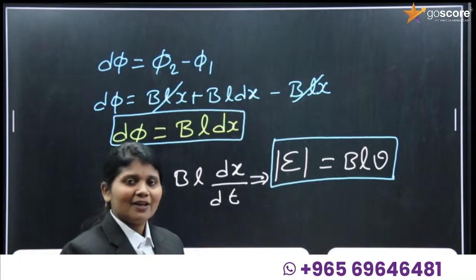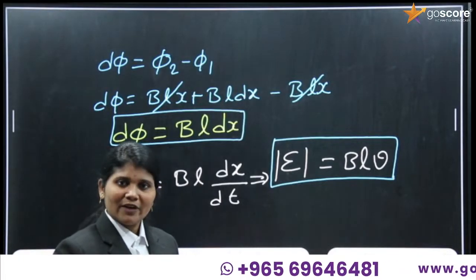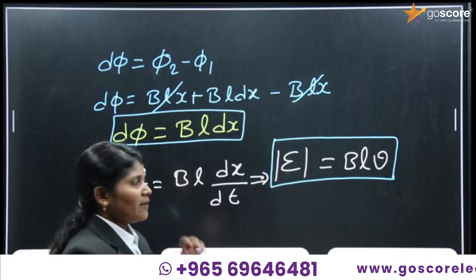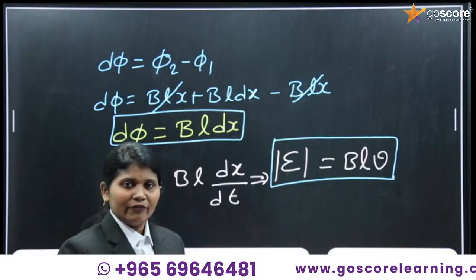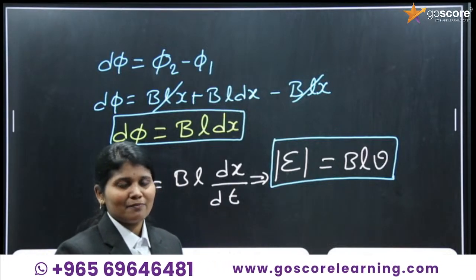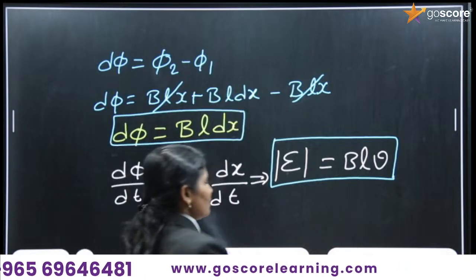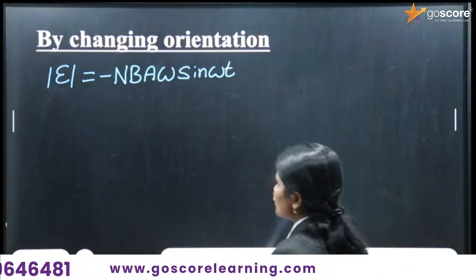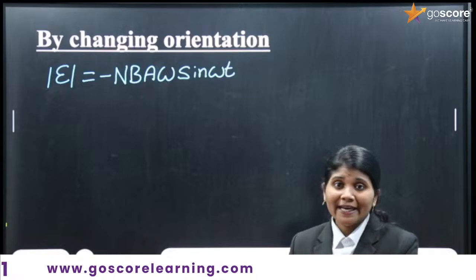So E is equal to BLV. B is the magnetic field, L is the length of the wire, V is the velocity we are applying. So EMF is equal to BLV. This is the motional EMF by the changing area.